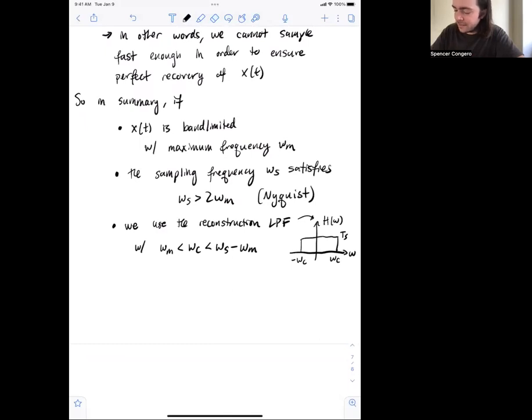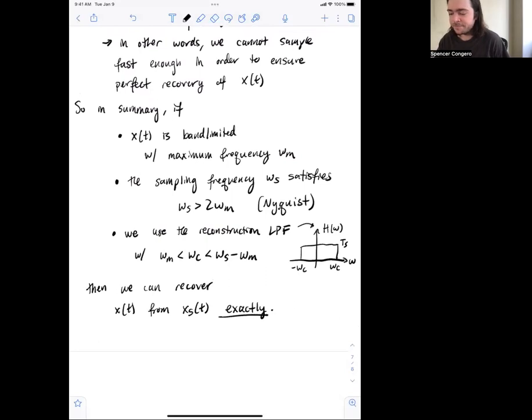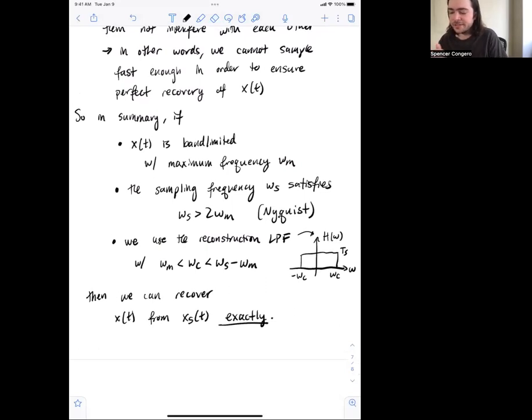So if these three conditions are true, then we can recover x of t from its sampled version. Exactly. Pretty amazing. Okay, pretty amazing. So that is the story of recovering our signal after we sample it. Okay, we've gone through and seen the good conditions that I've summarized here and also what goes wrong if they're not true.